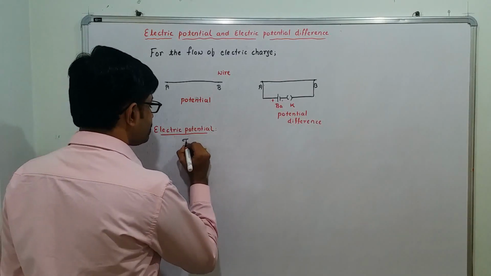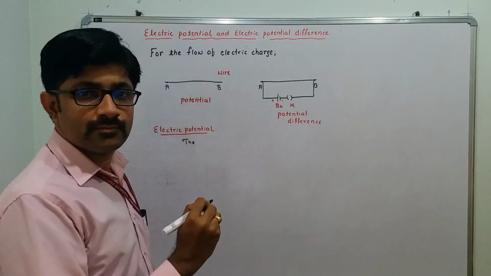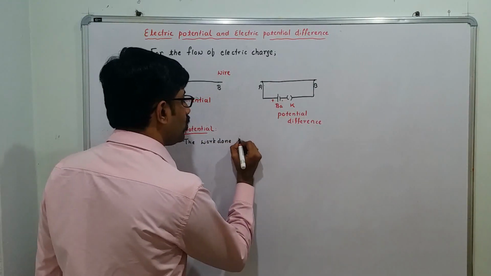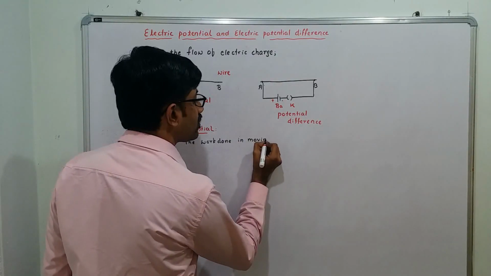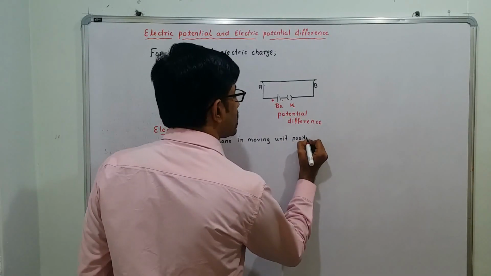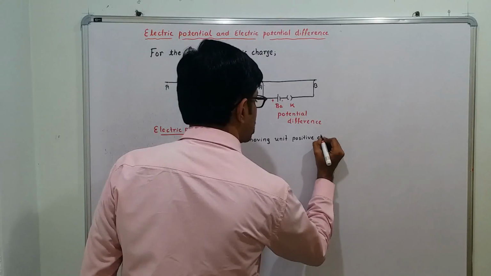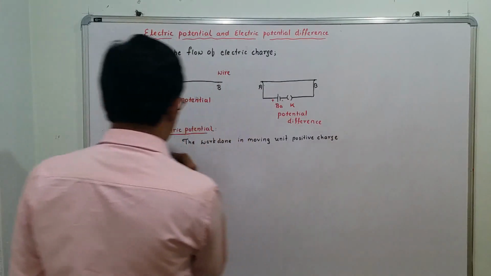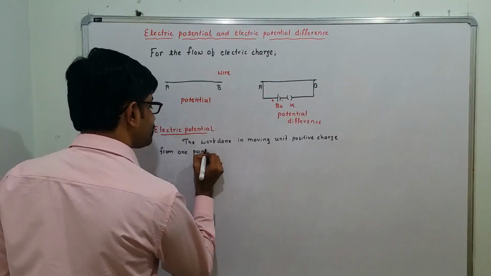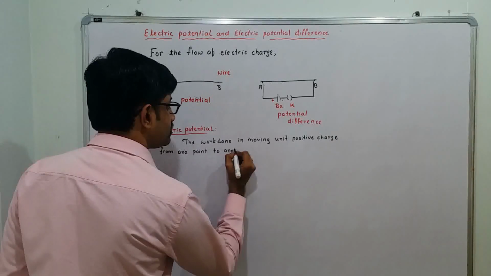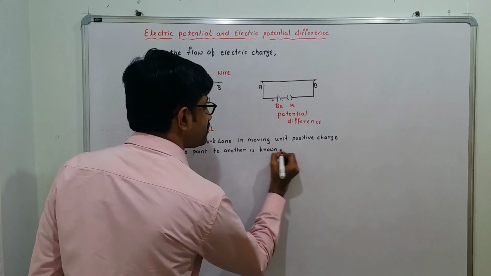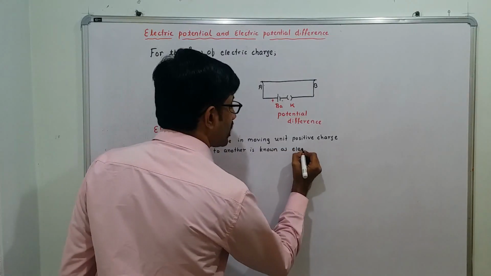The work done in moving a unit positive charge from one point to another is known as electric potential.